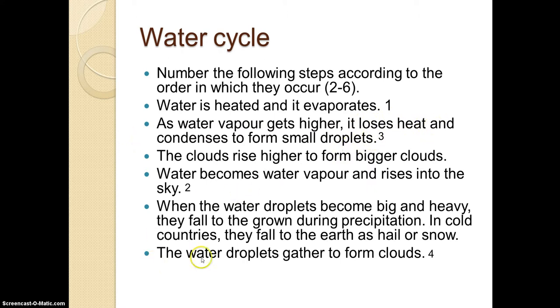4. The water droplets gather to form clouds. 5. The clouds rise higher to form bigger clouds. 6. When the water droplets become big and heavy, they fall to the ground during precipitation. In cold countries, they fall to the earth as hail or snow.